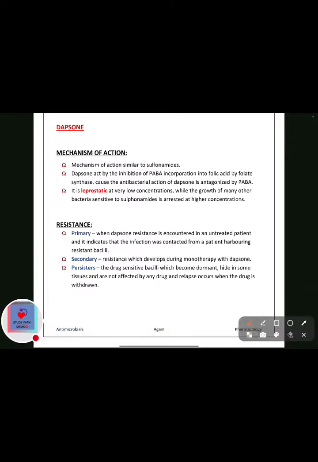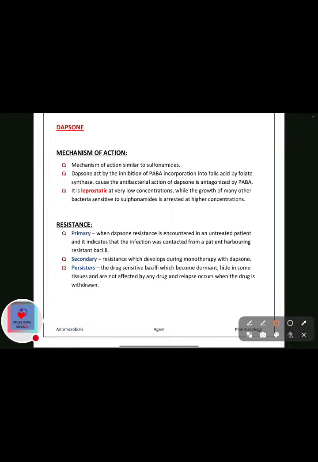Dapsone acts by inhibition of PABA incorporation into folic acid by folate synthase. The antibacterial action of dapsone is antagonized by PABA. It is leprostatic at a very low concentration, while the growth of many other bacteria sensitive to sulfonamides is arrested at higher concentrations.